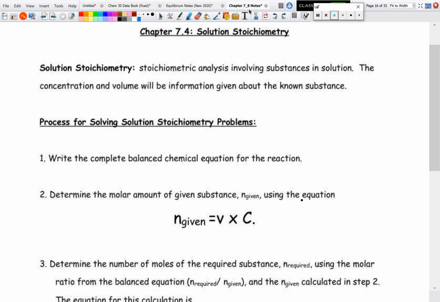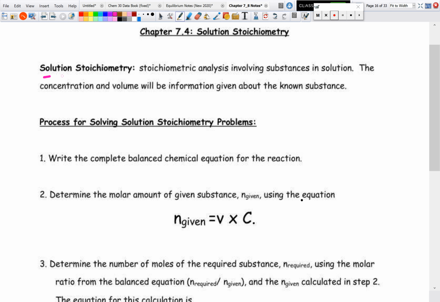Alright, welcome back. So today we're going to be looking at solution stoichiometry and kind of ending off the different types of stoichiometry that we can possibly get questions for. You will notice that it's going to be very similar to the other ones that we've done so far. The only difference is right now we are going to be dealing with stuff in solution. So that's where our concentration equations are going to come in.